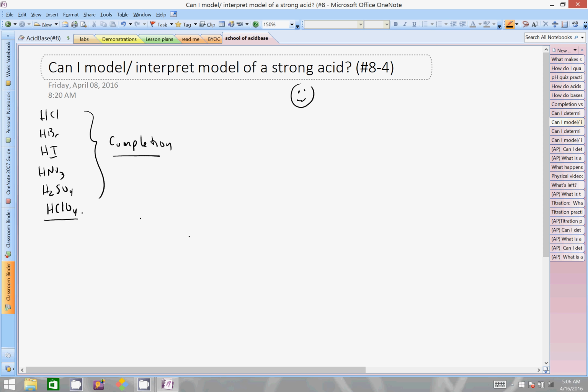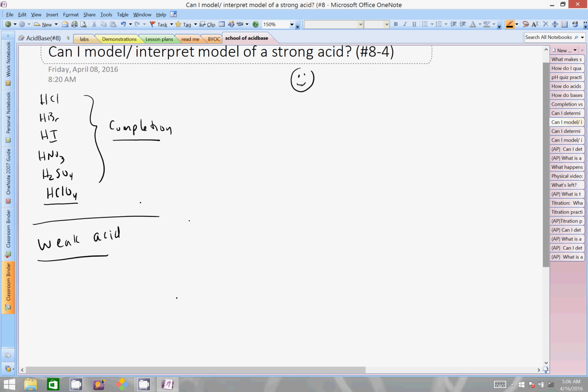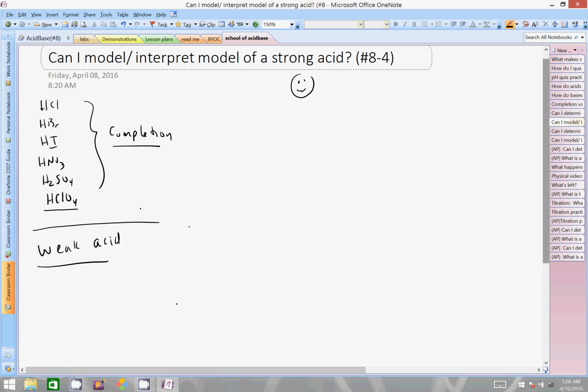The typical beaker or model that I might draw is to compare this to, let's say, a weak acid. I don't know that I want to model just one of them. I'm going to model both of them, and in this situation, we're just going to draw out 4 beakers so you can follow along here. Hopefully this works out.